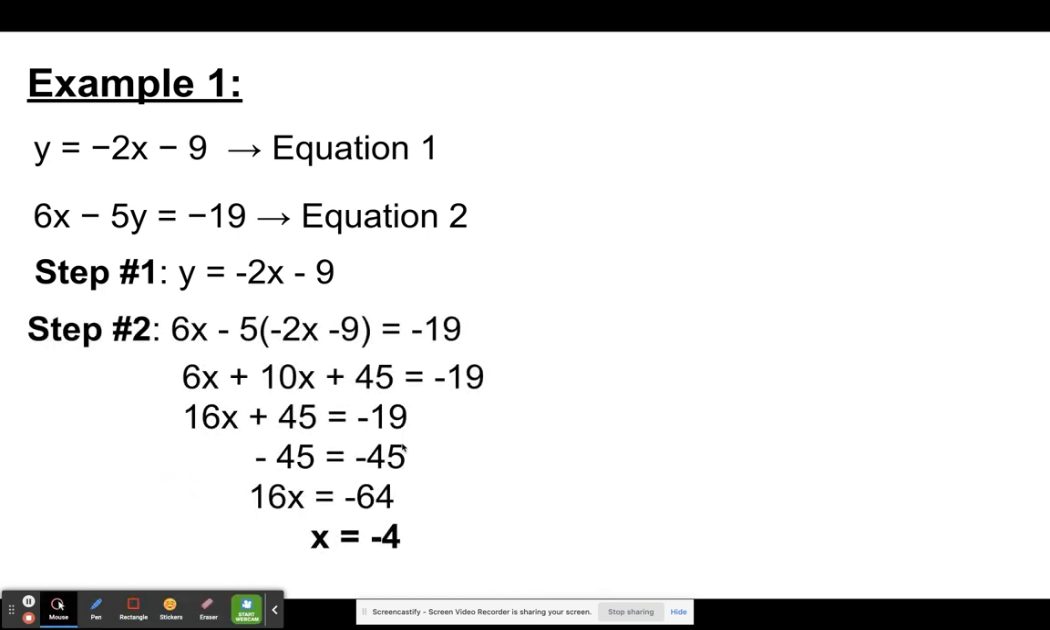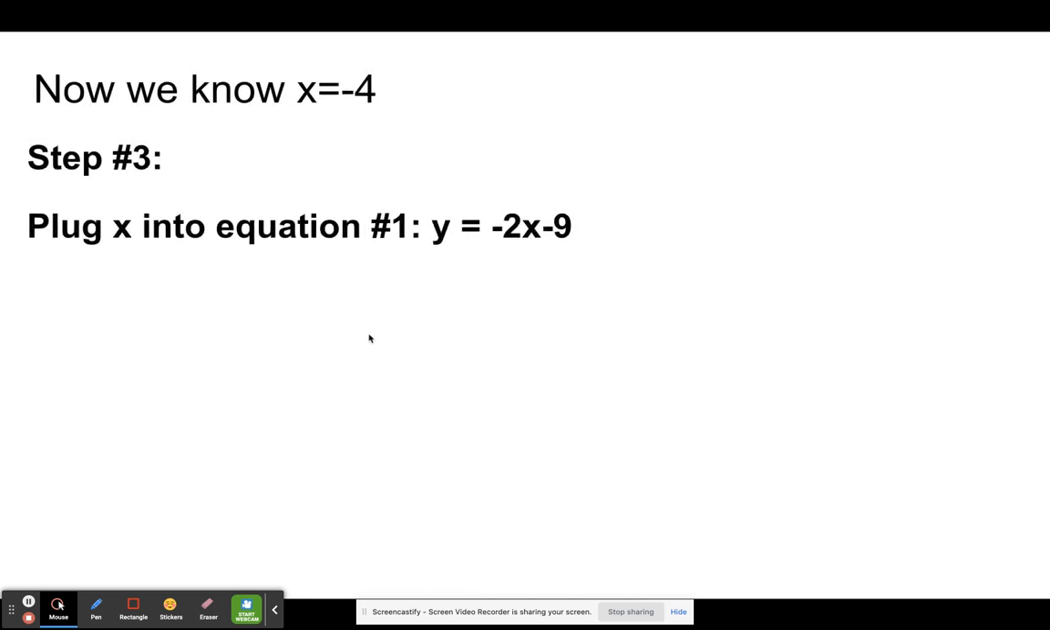Again, there's the steps for how I just solved for x for that one. And now that we know x, see how I'm plugging it back into equation number 1. Y equals negative 2x minus 9. So now I'm taking this equation, and I already know that x is equal to negative 4.